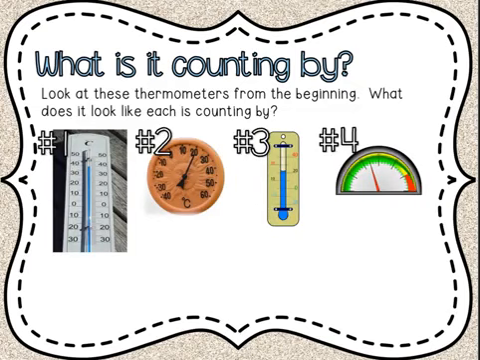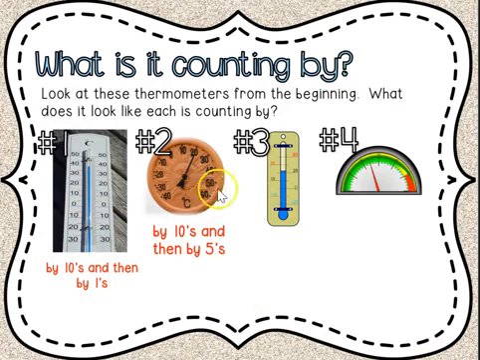Looking at these thermometers from the beginning, what does it look like each is counting by? Well, I can see on my rectangle outdoor thermometer, the big numbers are counting by 10. But if you look closely at all these teeny tiny little dashes, it's counting by 1s. Our second dial is counting by 10s, but in between each of our 10s, there's 1 hash mark. So that lets me know that the big numbers are by 10s and the dashes are by fives.